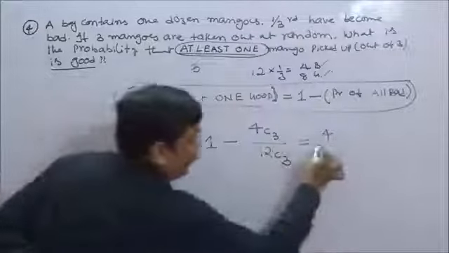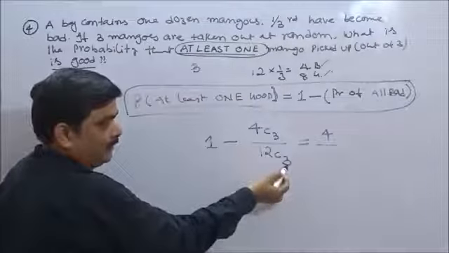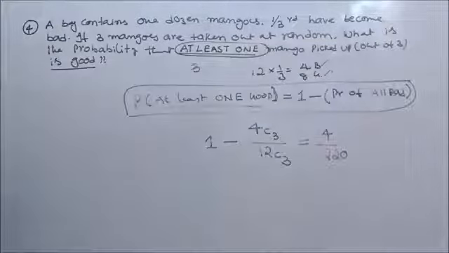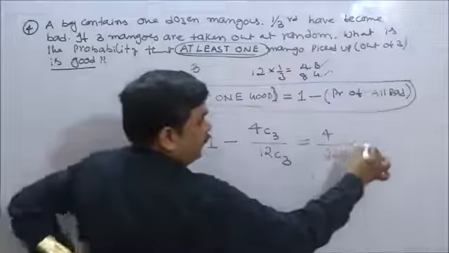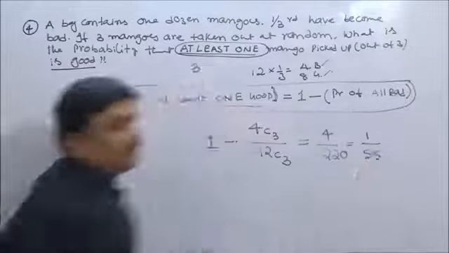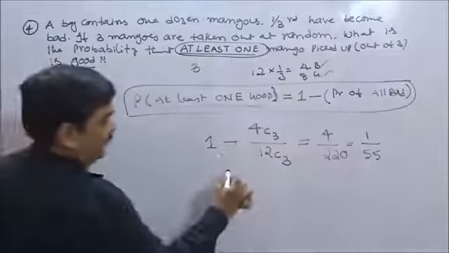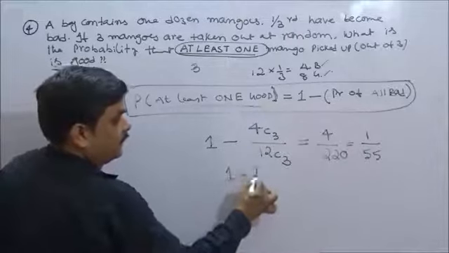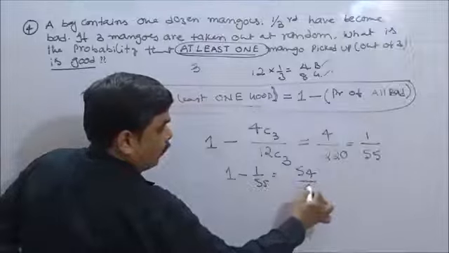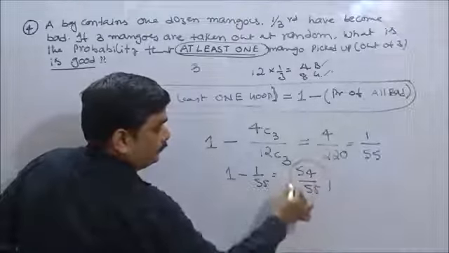Right? 4 by, you just calculate 12C3. 12C3 you will get 220. Now if you simplify this one, it should be 1 by 55. Now my final answer for this question is 1 minus 1 by 55, which is nothing but 54 by 55.